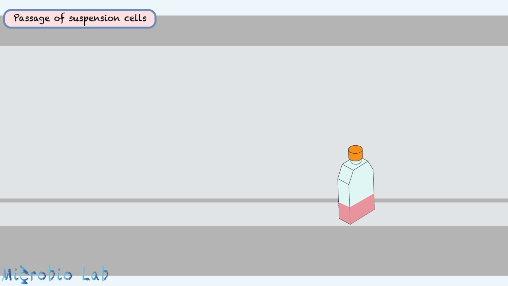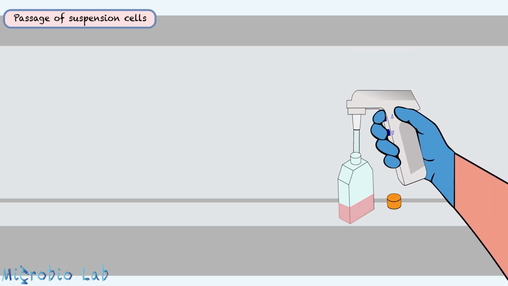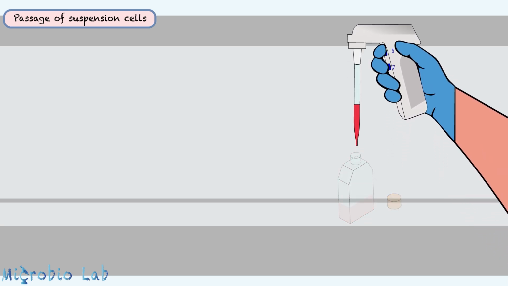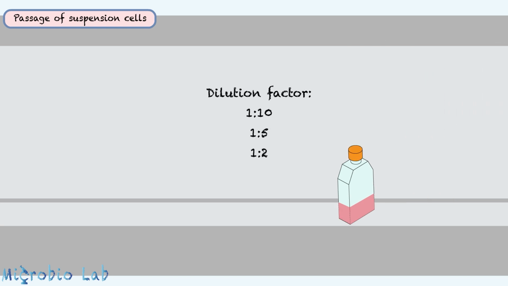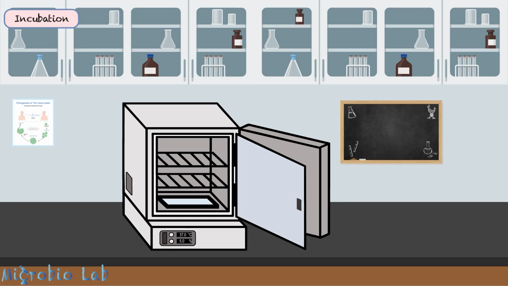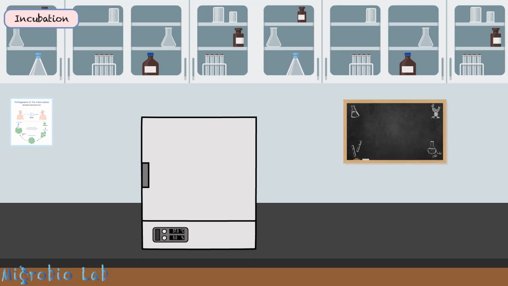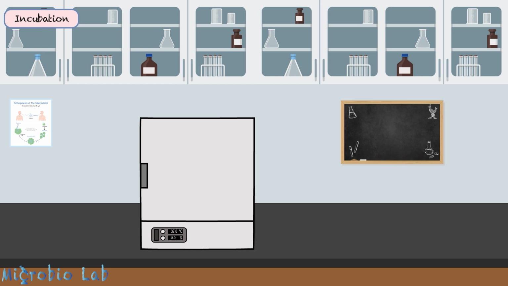For suspension cells, gently resuspend the culture by pipetting up and down to ensure homogeneous distribution. Then, transfer the required volume to a new culture flask containing fresh medium according to the appropriate dilution factor. This maintains optimal density for continued growth. Once cells are seeded, place the culture flasks in an incubator at 37 degrees Celsius with 5% carbon dioxide. Properly label flasks with the passage number, date, and cell type to maintain accurate records.